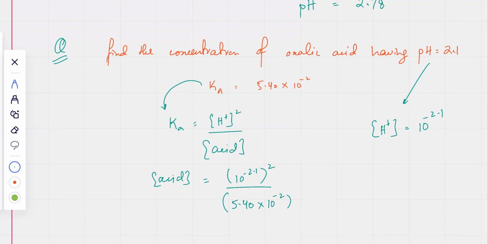So can you tell me what is the concentration of the acid? 1.17 times 10 to the power of minus 3 mole per decimeter cube. Is that clear? Yes. Is this clear? Azwa, is this clear? Nabila, Minahil? Yes, sir.